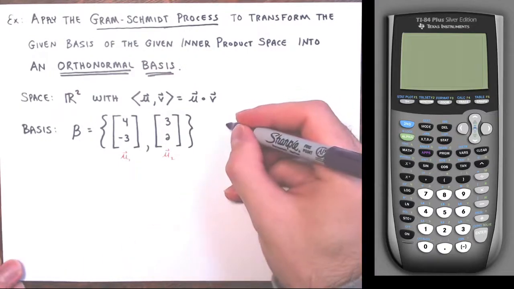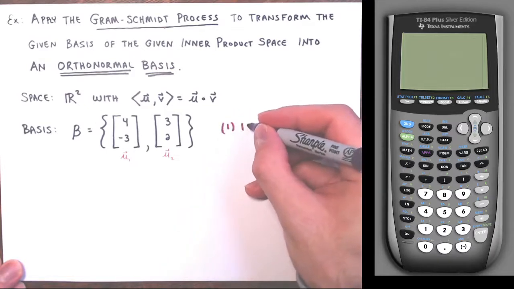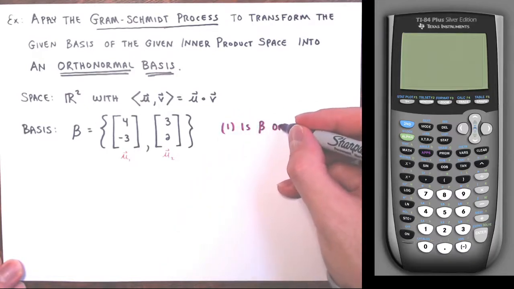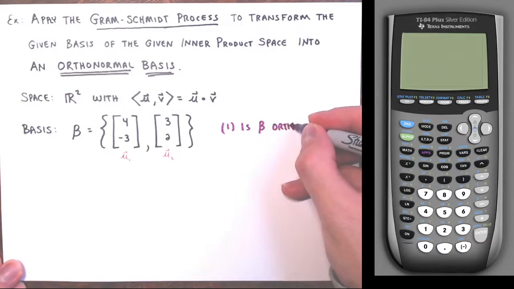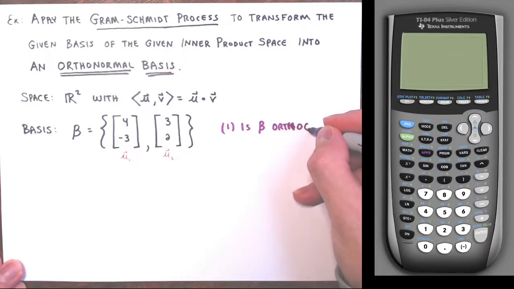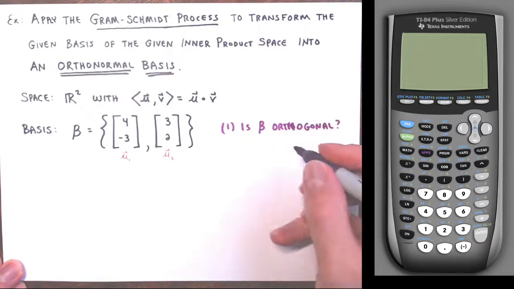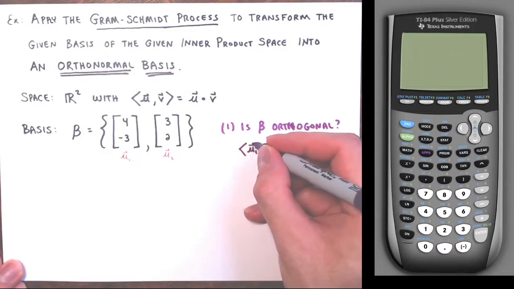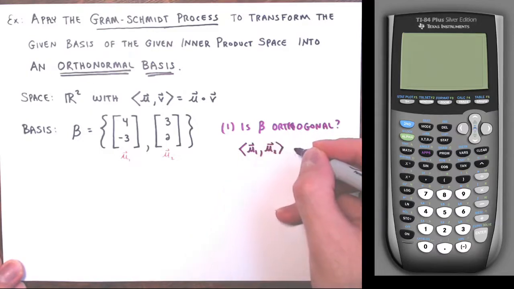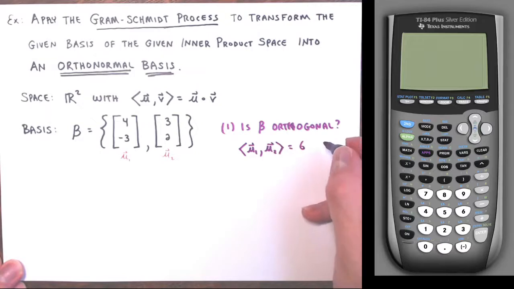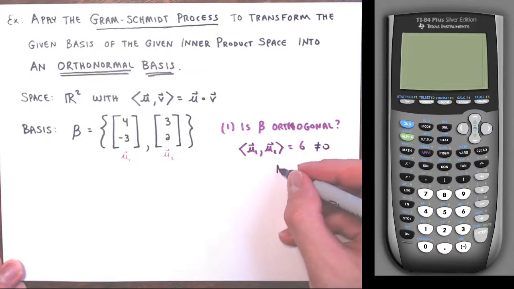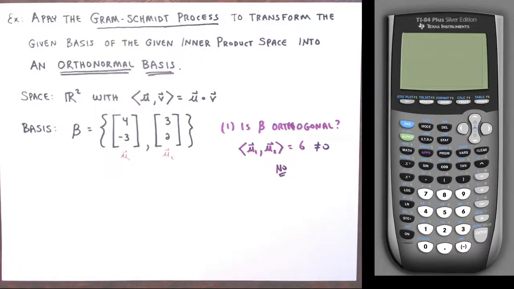So the first thing I would do is ask myself, is the basis that they gave me an orthogonal basis? I take the inner product of u1 with u2, the only pair of vectors in there, and like I said earlier, I'd get 6, which is not 0. So the answer is no. This is not an orthogonal basis, meaning in order to transform it into one, I should now start the Gram-Schmidt process.